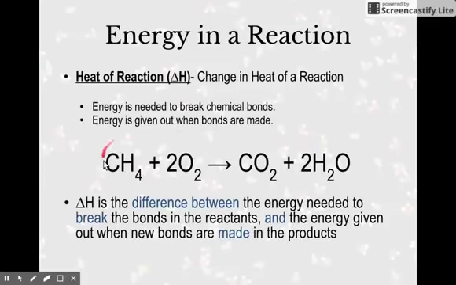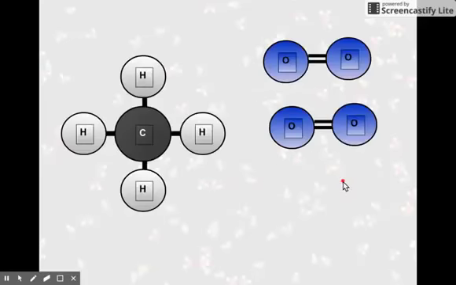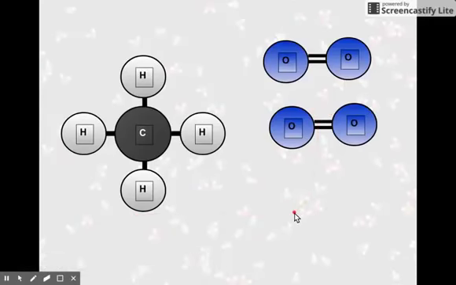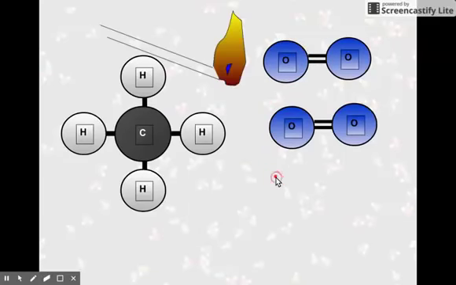So let's take a closer look at what happens in this reaction. So methane and oxygen making carbon dioxide and water. So here we have our methane molecule and our oxygen molecule. So in order for our reaction to take place, we have to break these bonds between the carbon and the hydrogen and both of these bonds in our oxygen. So it requires some energy to do that.